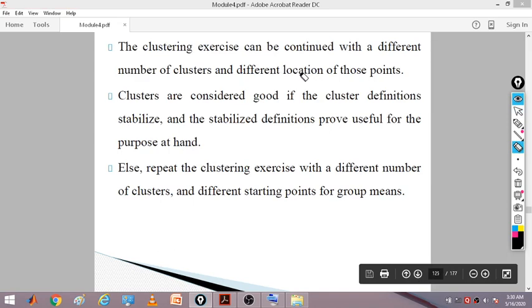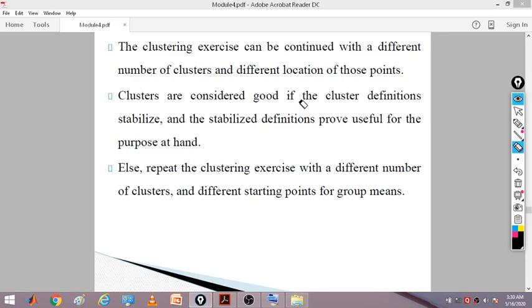The clustering exercise can be continued with a different number of clusters in different locations of those points. That means if you are not satisfied, you start repeating the same process with a different number of groups and different center points. Clusters are considered good if the cluster definition stabilizes. Somewhere you need to stabilize; your clusters have to converge, otherwise you have to repeat the process with a different number of clusters.